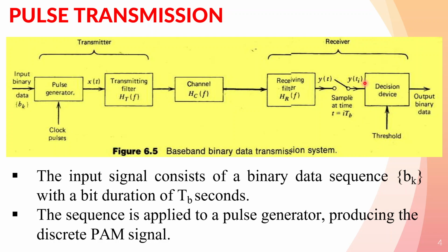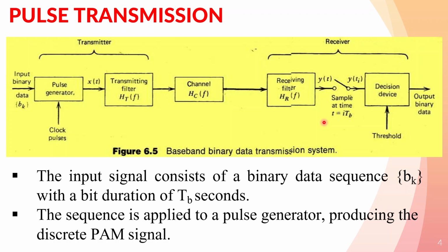It will compare the incoming signal y of ti with the threshold. If it is greater than the threshold, it is assumed that bit 1 is transmitted, and if y of ti is less than the threshold, the decision device will decide that 0 is transmitted. Like that at the receiver side, the decision device will produce the output binary data. So this is pulse transmission through a baseband binary data transmission system.